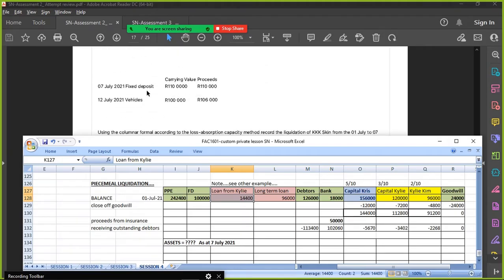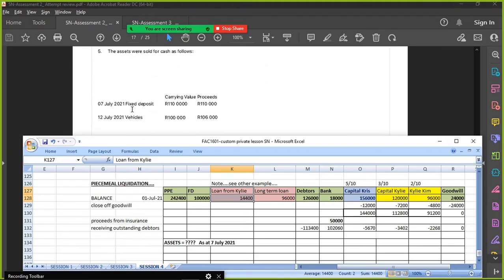The assets were sold as follows. Okay, here. On the 7th of July, a fixed deposit was sold at carrying value. So proceeds and carrying value were the same, so there's no profit on the sale of that. Oh, hold on a second. It's 10,000, but you got 110. So it did go up. So there is a profit here. Do you see that? Yeah. Okay, so the maturing fixed deposits.